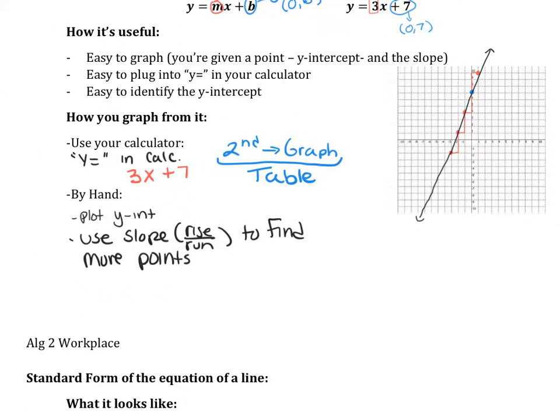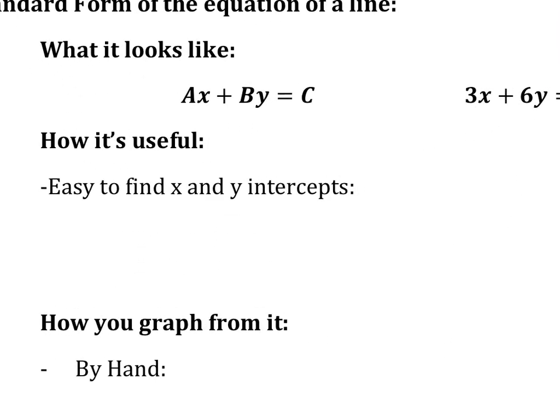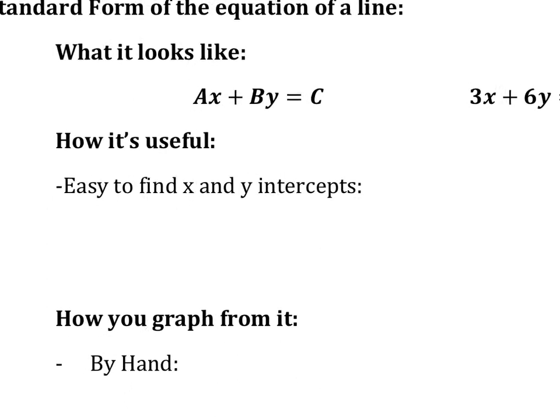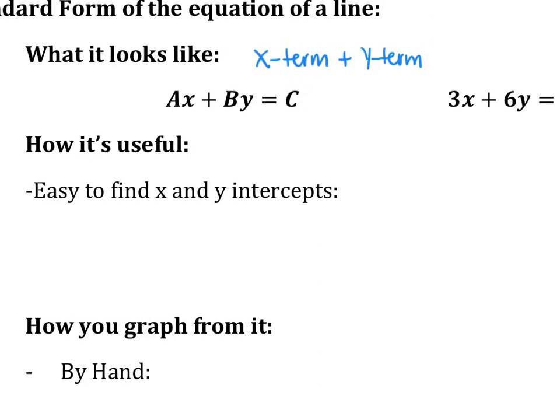Okay, so that's slope-intercept. We go on to the next page. There's another form called standard form. And this is where we have the x and y term on the same side of the equal sign, and then it equals your constant, or it equals a number. So it's x term plus y term equals a number.